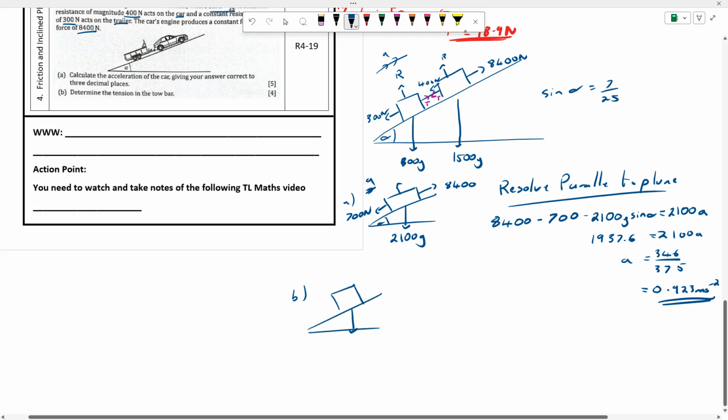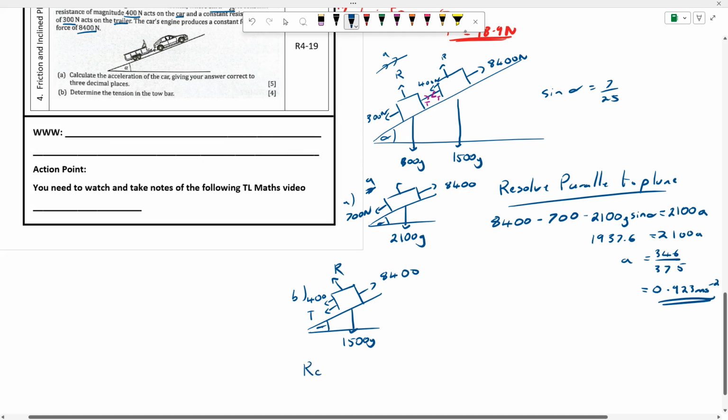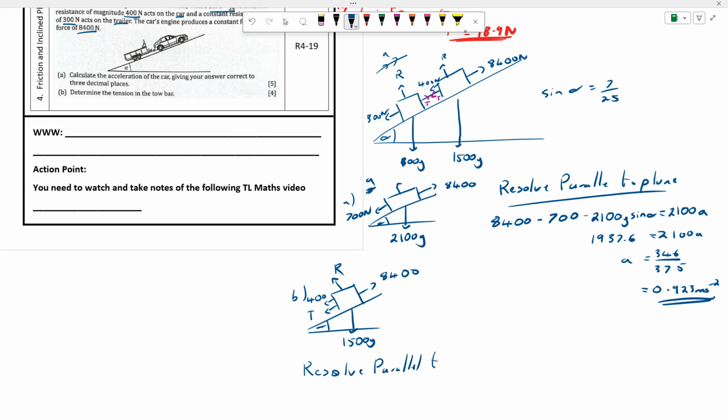I've got 1,500 g going down. I've got the 8,400 going up. Going down, I've got the 400 newtons, which is pulling it down, and I've got the tension pulling it down. Again, I've still got my R going up, but I don't need that. So I'm going to resolve parallel again, because tension is working parallel. So resolve parallel to the plane.